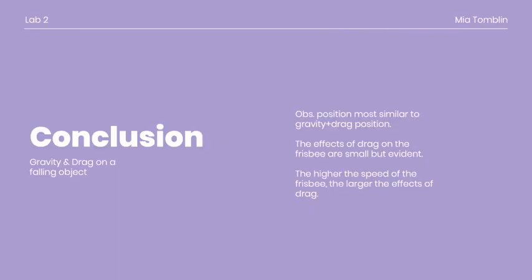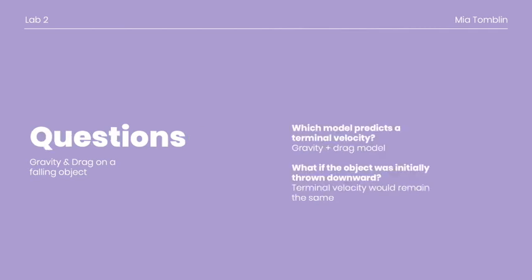So in conclusion, these comparisons tell us that the effects of drag on the frisbee within this time frame are small but evident. We also know that the higher the speed of the frisbee, the larger the effects of drag, because in the graph, the space between the gravity position line and the observed position got larger over time. We also know this because in this formula we use for turbulent drag, the magnitude is proportional to the square of the object's speed. Lastly, there are two questions to address.